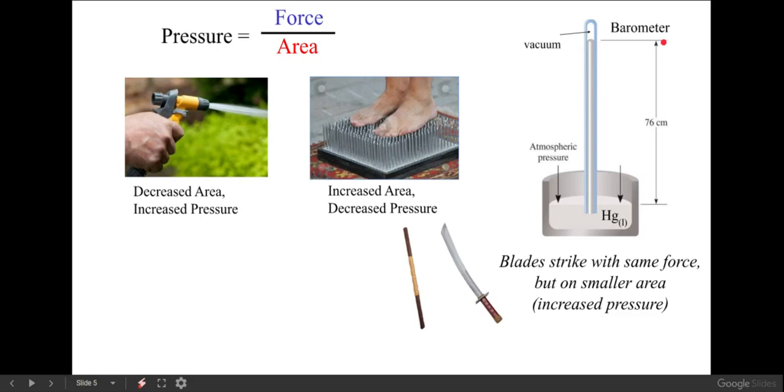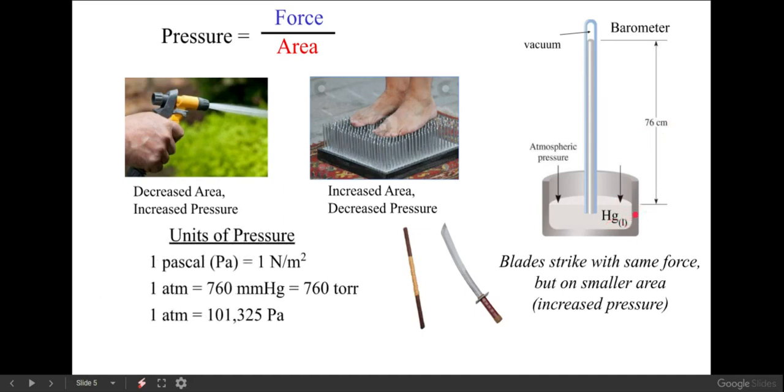And this is going to give us this weird unit of pressure called millimeters of mercury. So 76 centimeters is 760 millimeters. And we're going to say at sea level that air pressure is 760 millimeters of mercury.